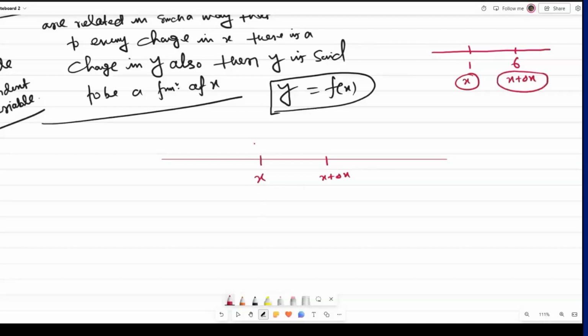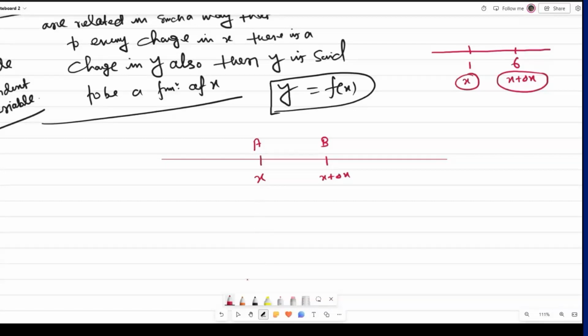So x is the value of the variable. Which variable? The independent variable at A. At B, it has value x plus delta x. Like this, x has value 1 here and value 6 there. Just a small change is there. That's it. x plus delta x.